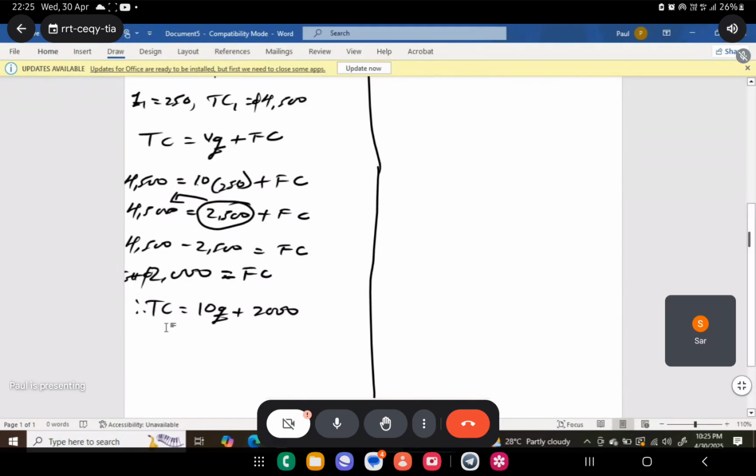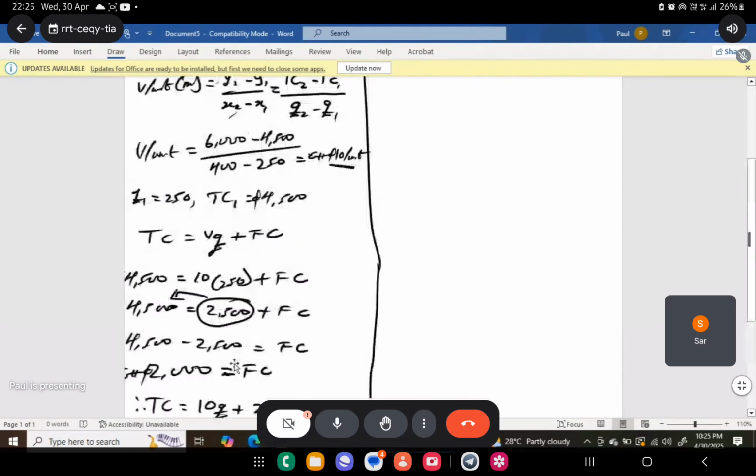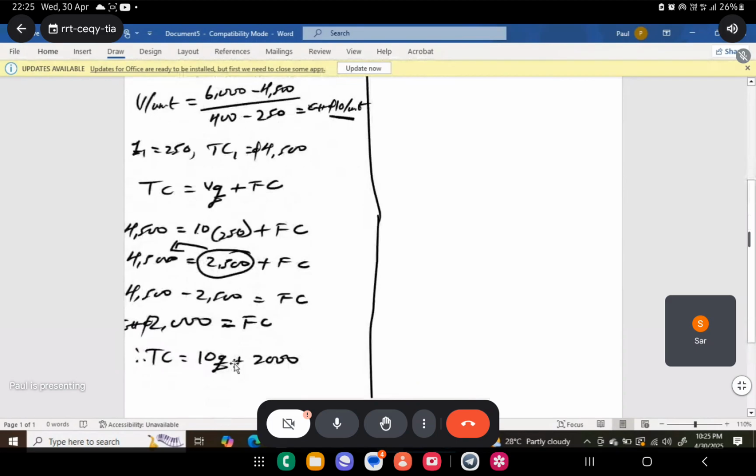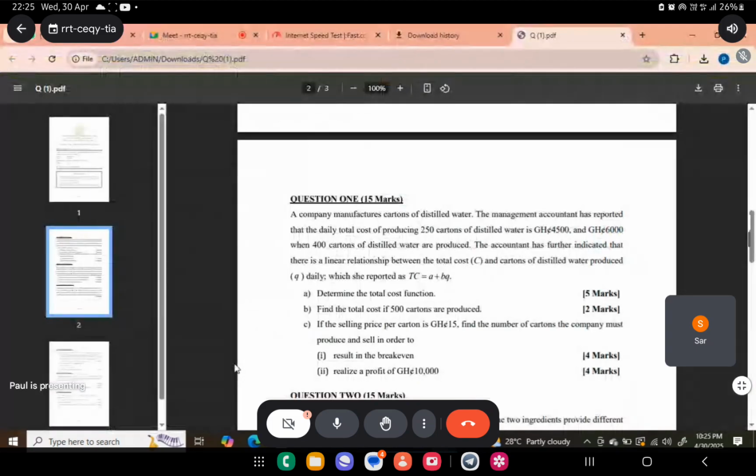Yes, you see, this is what we are supposed to find. I didn't even finish reading the question, but I know the first requirement: determine the total cost function.